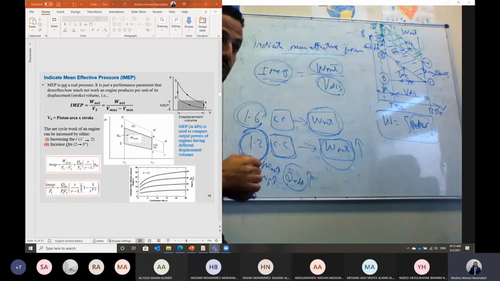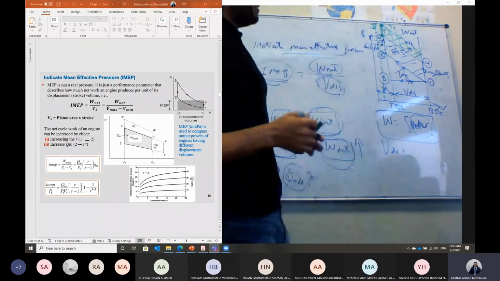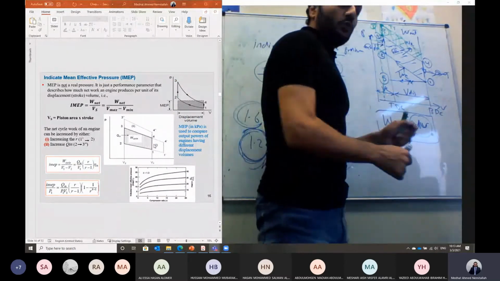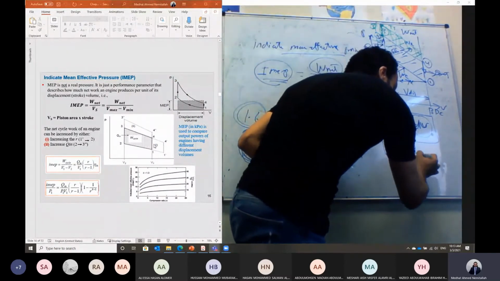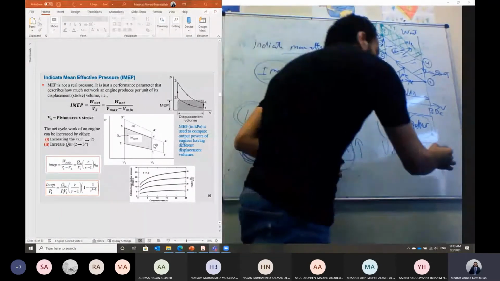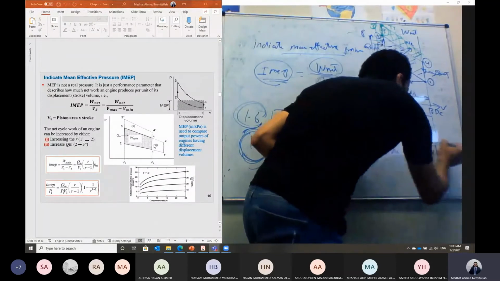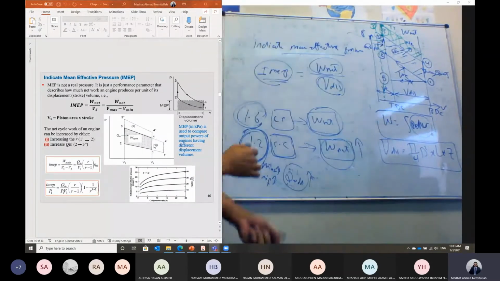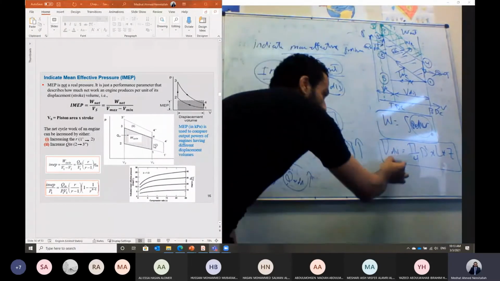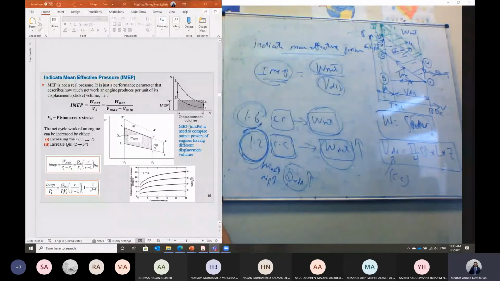If we have an engine with higher displacement volume, what is the displacement volume, Shabab? The displacement volume is the volume displaced by the cylinder from the top dead center to the bottom dead center, which is equal to pi over 4 times d squared multiplied by the stroke L, and if we have a number of cylinders, we have to multiply by z, which is the number of cylinders. This is the displacement volume, or what we call the engine cc.